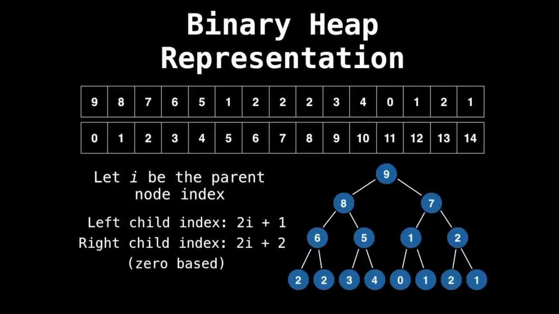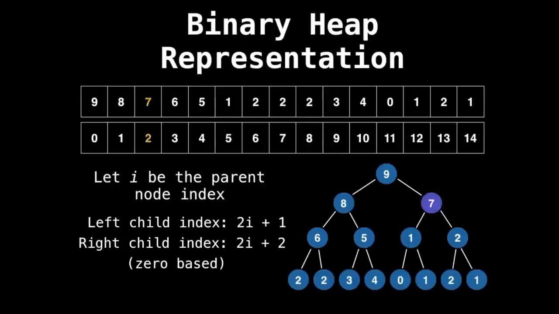Another interesting property of storing a binary heap in an array is that you can easily access all the children and parent nodes. Suppose i is the index of a parent node. Then the left child is going to be at index 2i plus 1, and the right child of that node is going to be at 2i plus 2. This is 0 based. If it's 1 based, then you would just subtract 1.